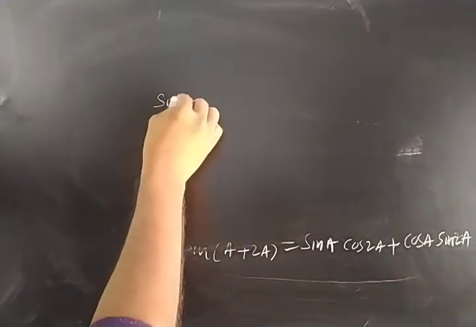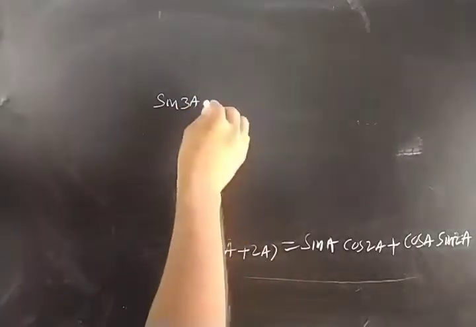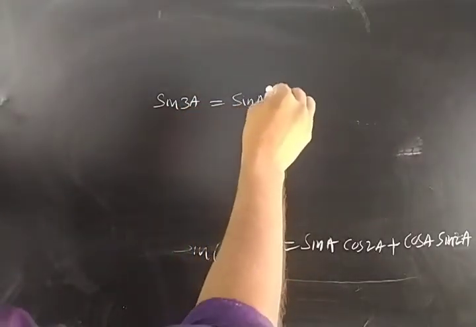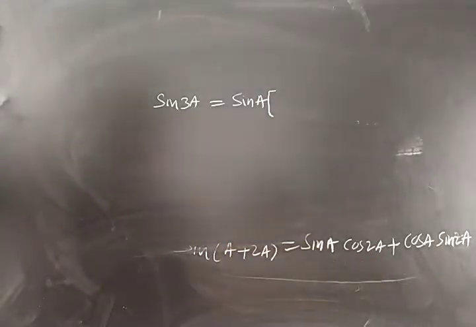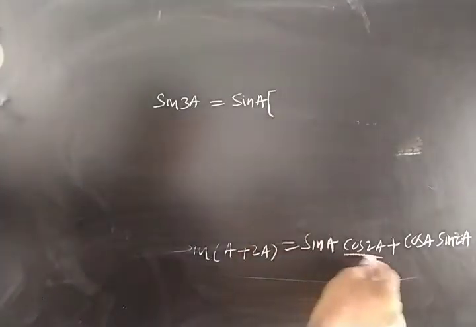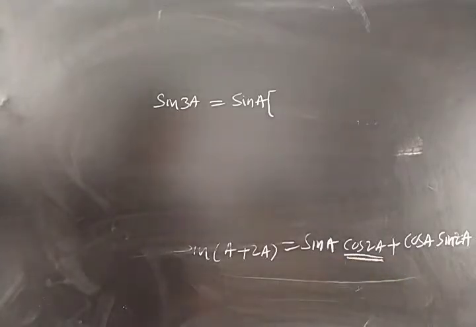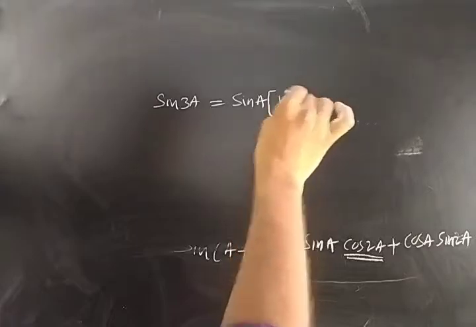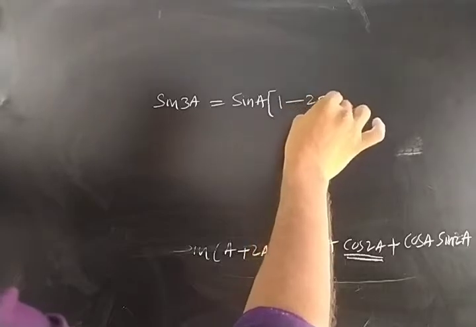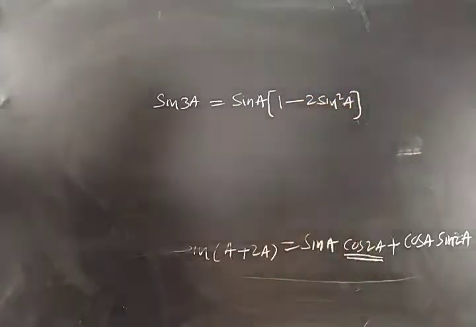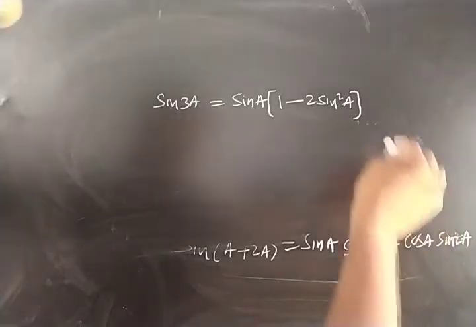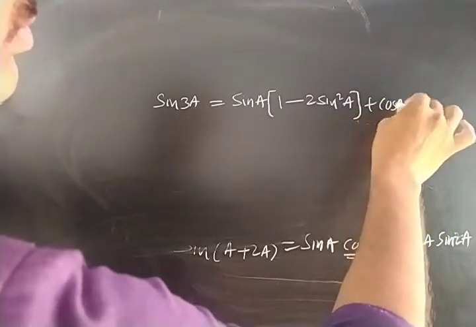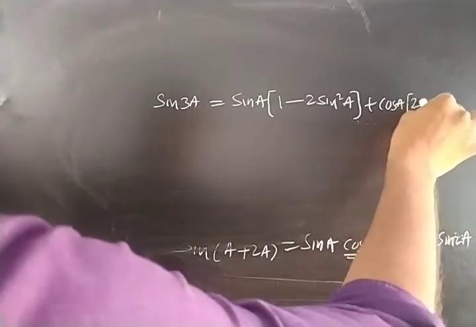On the left hand side we got sin 3a, by adding a plus 2a, and on the right hand side sin a. In place of cos 2a, I need terms in sin. So I have to convert cos 2a in terms of sin. We have the second identity of double angle identity, in which we derived a formula that converts cos 2a into only sines: 1 minus 2 sin square a. So in place of cos 2a I am writing 1 minus 2 sin square a, plus cos a times sin 2a, which we can write as 2 sin a cos a.